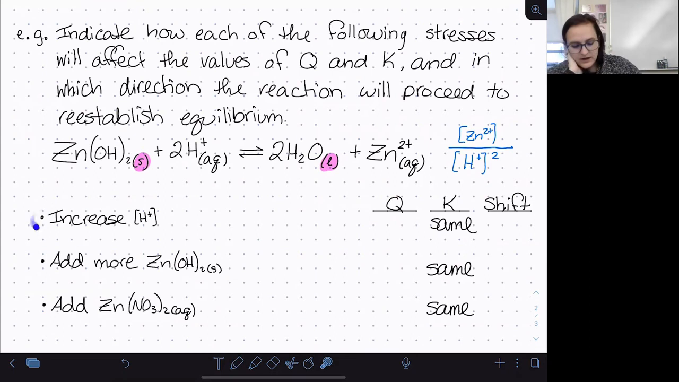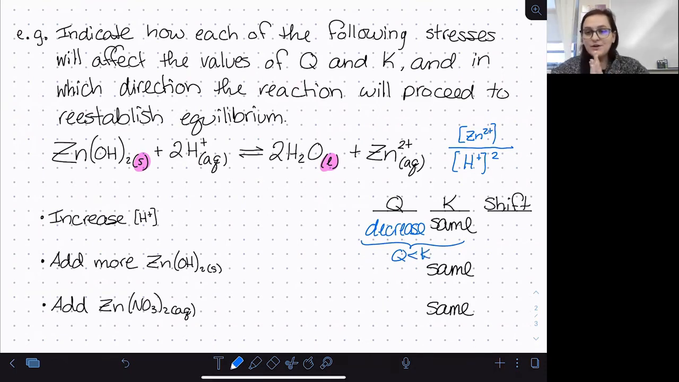So our first stress here is increasing the concentration of H+. So if we're increasing this concentration, we're increasing the value of our denominator, makes the fraction as a whole smaller. So adding additional reactant is decreasing the value of Q, which means that Q is now less than K. They started out at equilibrium, always the assumption we're making here. We decrease the value of Q. Q is now less than K, which means our reaction needs to run in the forward direction to get back to equilibrium. We've added extra reactant, so our system wants to get rid of that reactant by running in the forward direction, which uses up reactants to produce products.